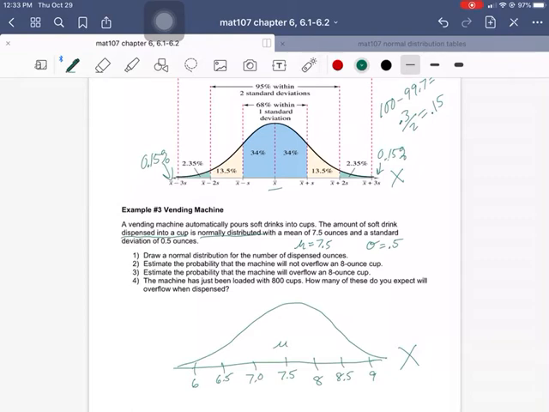Estimate the probability the machine will not overflow an 8-ounce cup. So remember, these are ounces. Okay, so an 8-ounce cup, everything that will not overflow is this way. Will not overflow because it's under 8 ounces. But everything that is this way will overflow an 8-ounce cup.